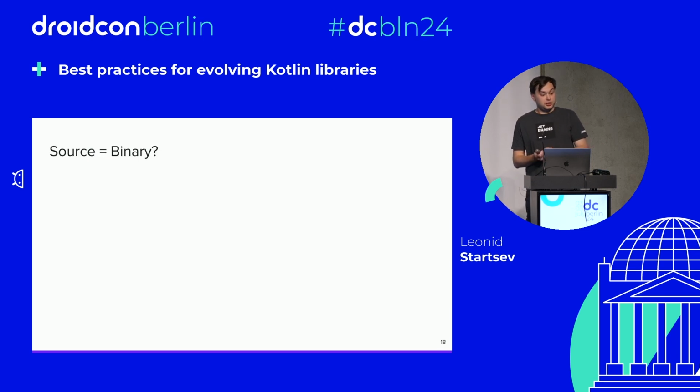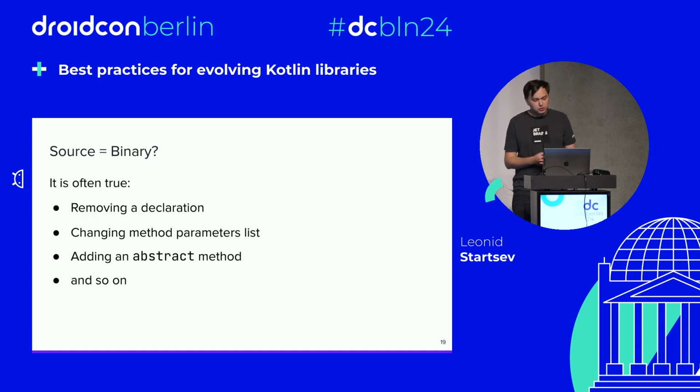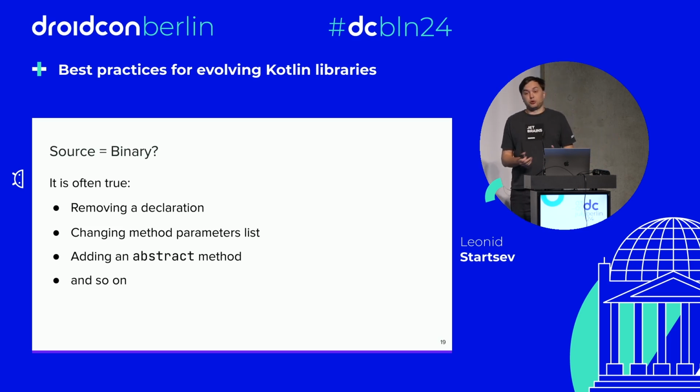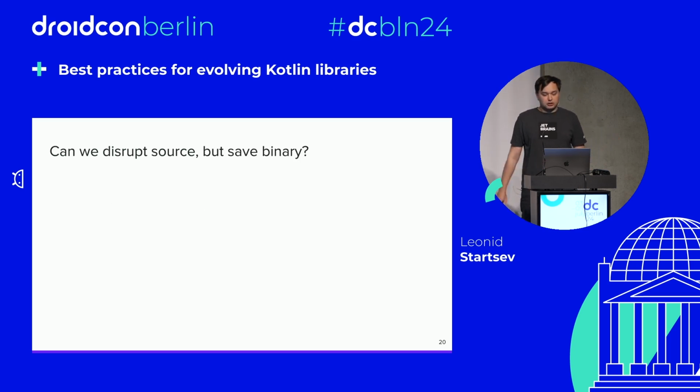So you may ask the question, is source compatibility in Kotlin the same as binary one? So in most of the cases, it is true. For example, removing a declaration from the library breaks both source compatibility and binary compatibility. Same goes for changing method parameters list, adding an abstract method to an abstract class or interface, and so on. However, there are cases when it is not true.